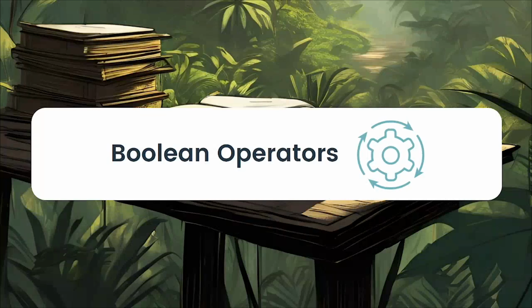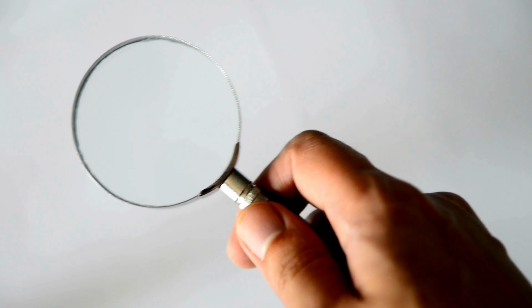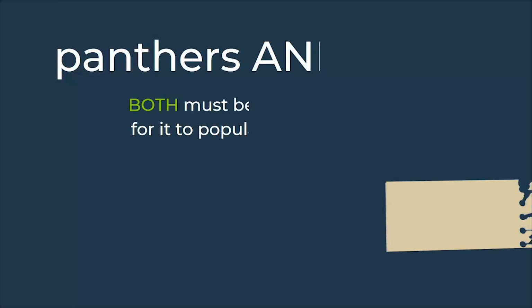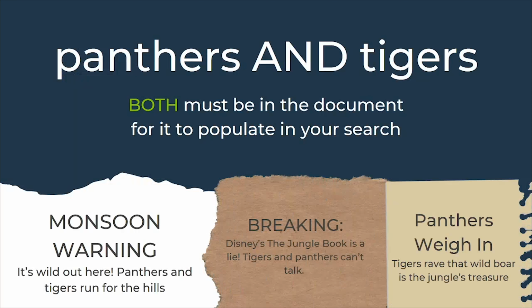Now, let's talk about Boolean operators: and, or, and not. These essential tools refine your search and help combine terms effectively. Use and to require all terms, or for either term, and not to exclude certain terms. For example, panthers and tigers. Both must be in the document for it to populate your search.